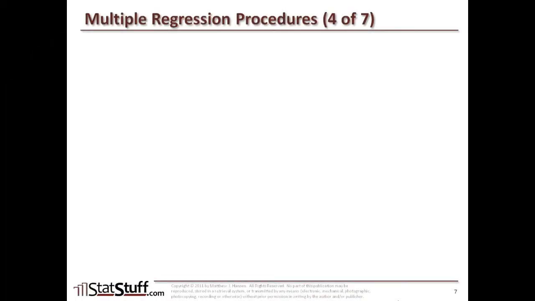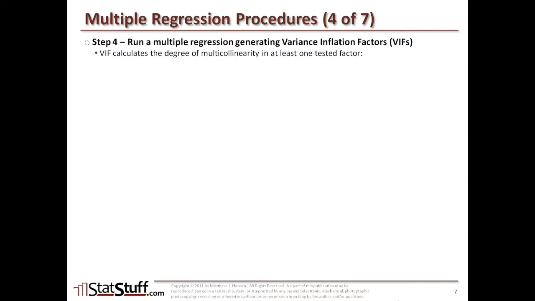So again, in step 4, we're going to be running a multiple regression, and we're going to generate the variance inflation factors, or VIFs. The VIF calculates the degree of multicollinearity that you might see in one of the tested factors. If you see a VIF that's greater than 10, then we say it has high multicollinearity, but if it's between 5 and 10, it has a moderate degree of multicollinearity. But if it's less than 5, then we would say it has little, maybe no, multicollinearity at all.